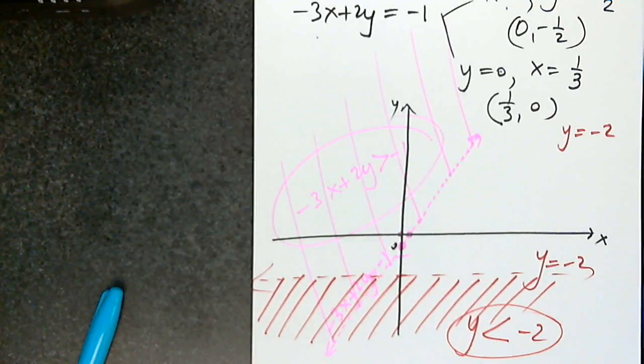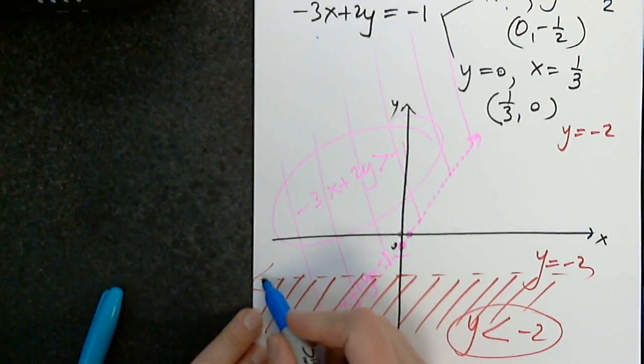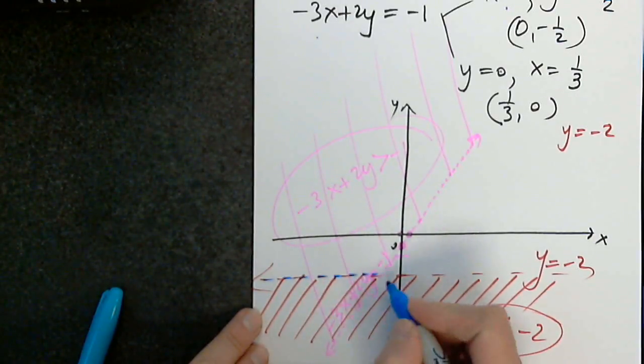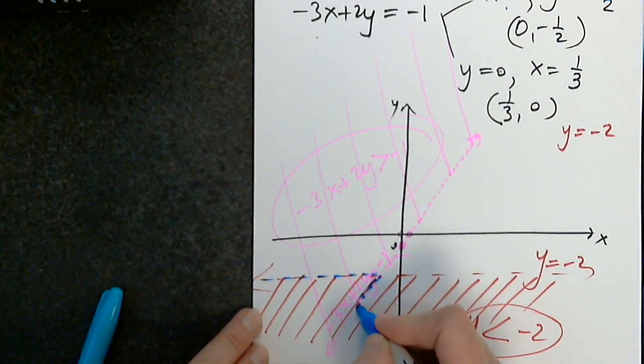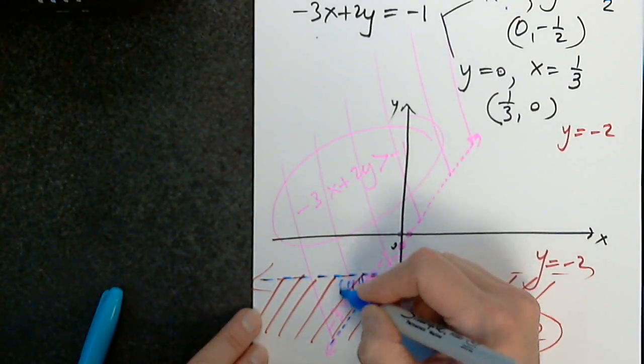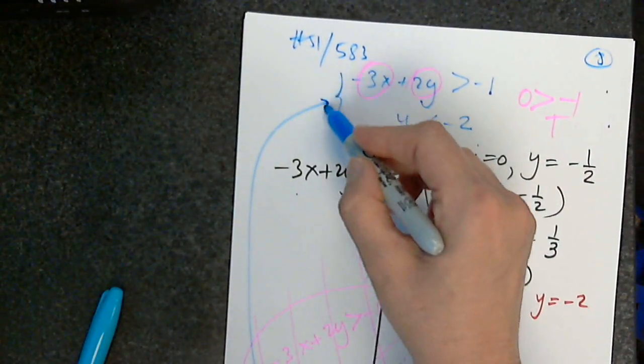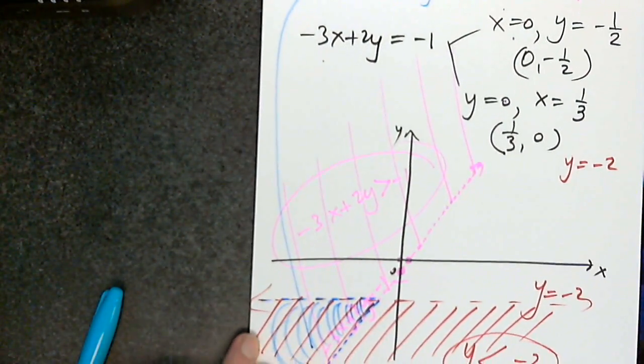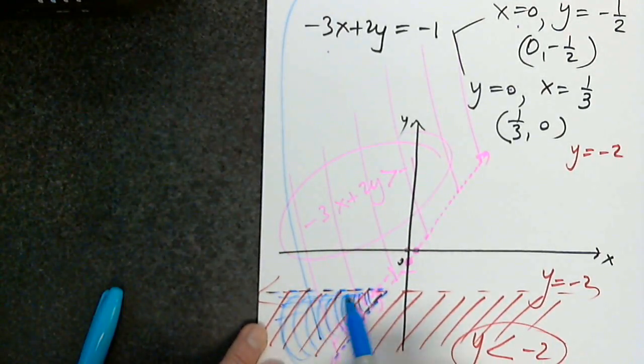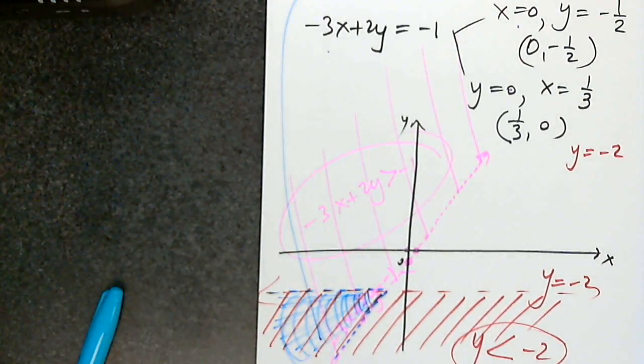And now I have to intersect pink and red. And they overlap right here. Not points on this line, not points on this line, but everything in between. And this is a solution to that, where I see blue, but not points on the line. Any questions? Anything else from chapter 9?